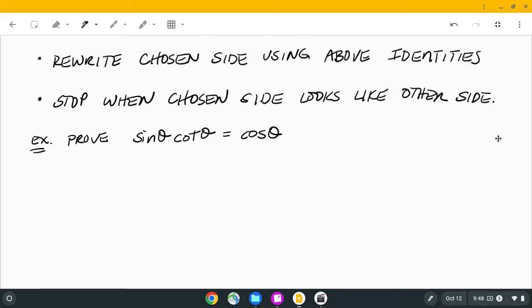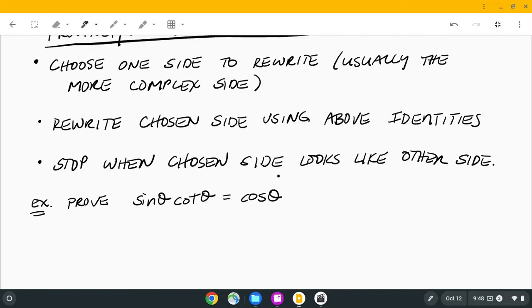Okay. So for example, suppose that you have to prove that sine theta cotangent theta equals cosine theta. So these two things equal each other, and we have to show that it does. So we're going to follow these steps right above here.